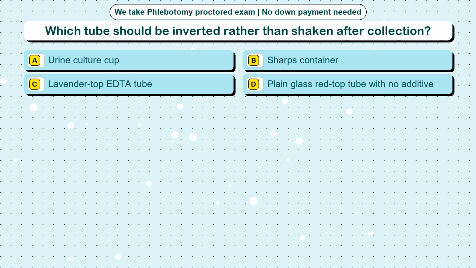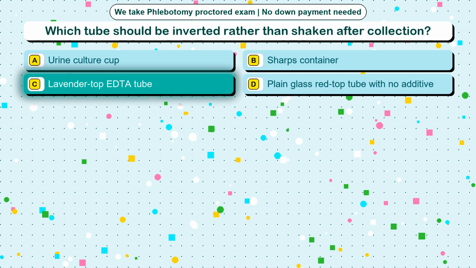Question 37. Which tube should be inverted rather than shaken after collection? Option A, urine culture cup. Option B, Sharps container. Option C, lavender top EDTA tube. Option D, plain glass red top tube with no additive. The correct answer is option C, lavender top EDTA tube.